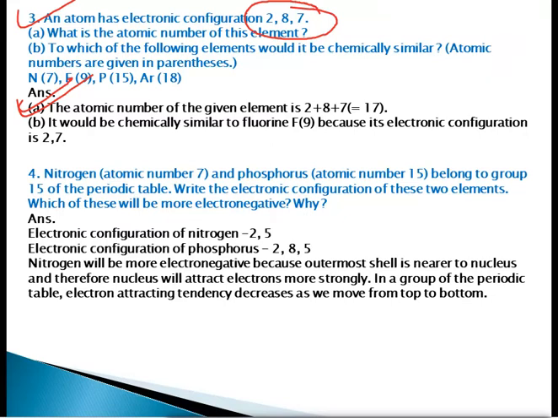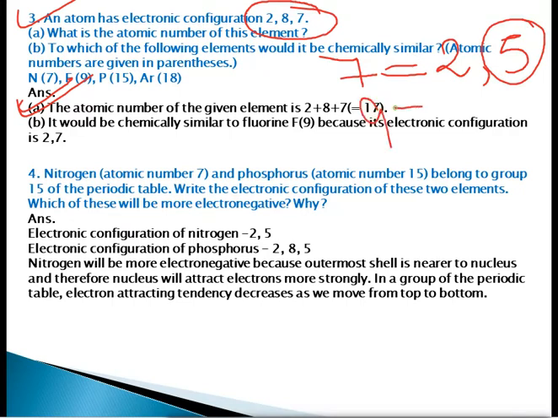Now the second question, to which of the following elements would it be chemically similar? Atomic number 7, 9, 15 and 18. It is having 7 electrons in the outermost shell. So among these, which elements will have 7 electrons in the outermost shell? To it will be similar. Nitrogen is having atomic number 7. If we write its electronic configuration, it will come 2, 5. 5 electrons in the outermost shell. Fluorine is having atomic number 9, electronic configuration 2, 7. 7 electrons in the outermost shell, which is similar to that of chlorine. Both of them are having the same 7 electrons in the valence shell. So chemically they both are similar, chlorine as well as fluorine.